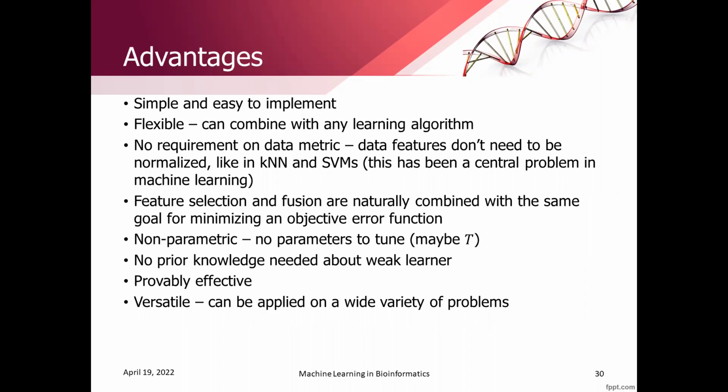So we need not use just the stub, just decision trees of height 1. We can use virtually any classifier, and we can combine them. So AdaBoost is a method of how to combine classifiers in order to obtain a much stronger classifier. We don't need any metric on the data, so data features need not be normalized.